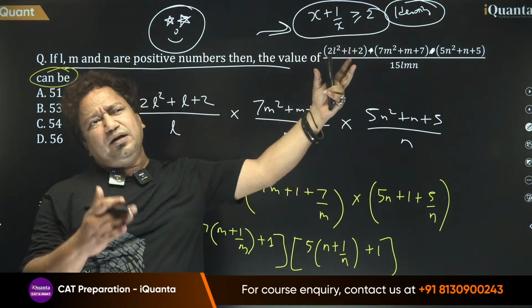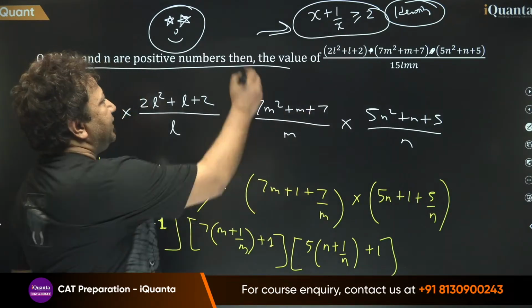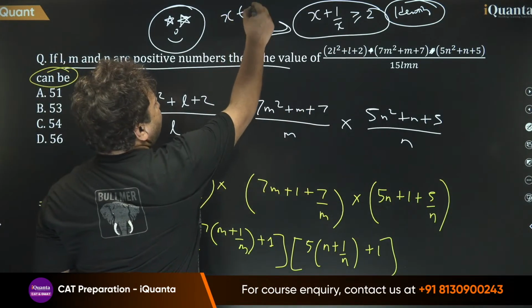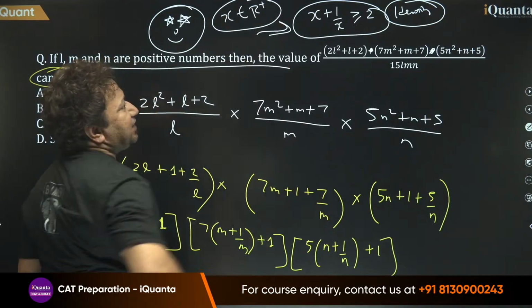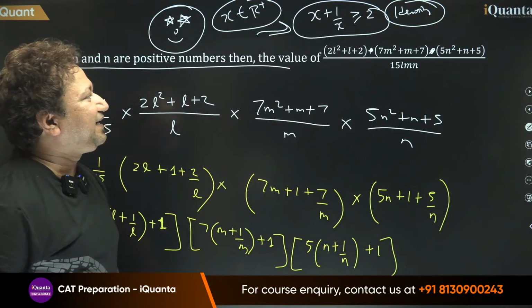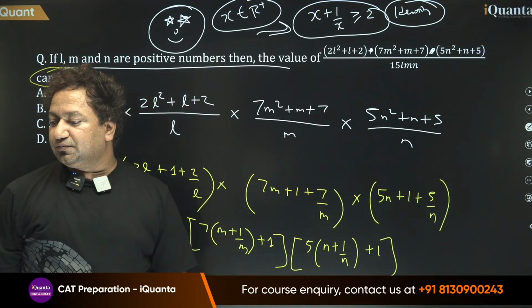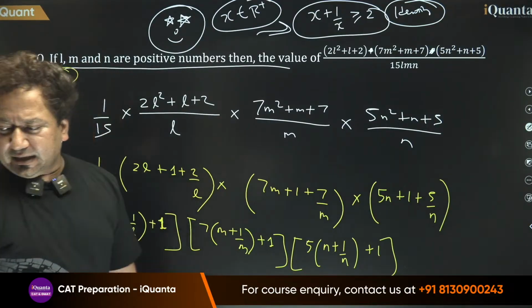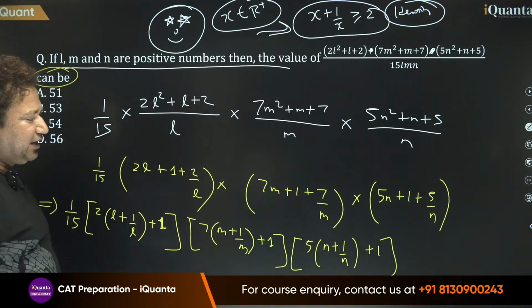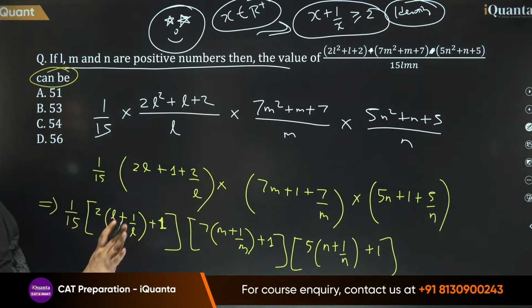I won't say whole numbers, but positive real numbers. X belongs to the set of positive real numbers. जब भी ऐसा होगा, so you cannot get anything less than 2. Clear? Now tell me something.